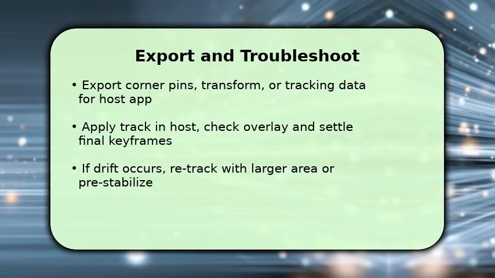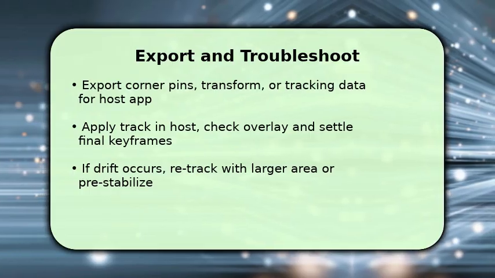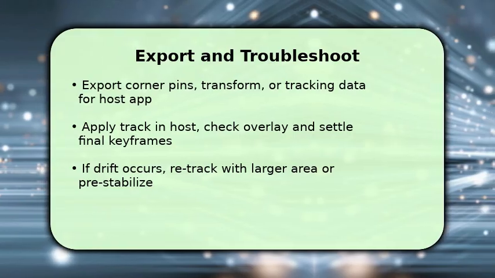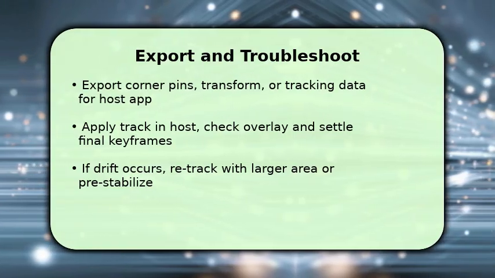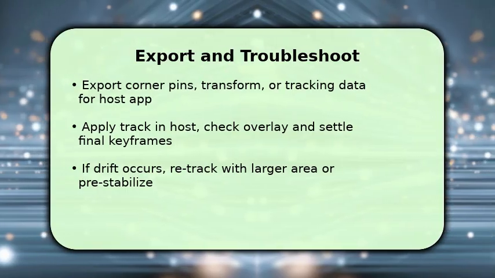Pre-stabilize the footage, increase search area, or track a larger, more textured area and re-export. One key troubleshooting tip: when motion blur or occlusion causes failure, pre-render a short reference clip and track that stabilized version for accuracy.